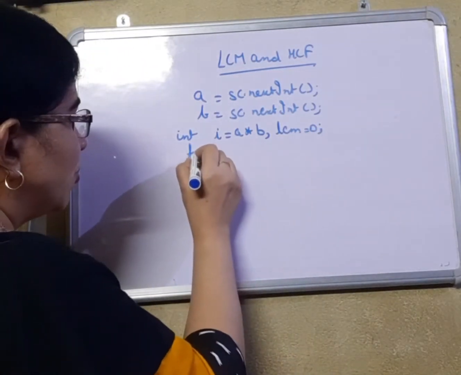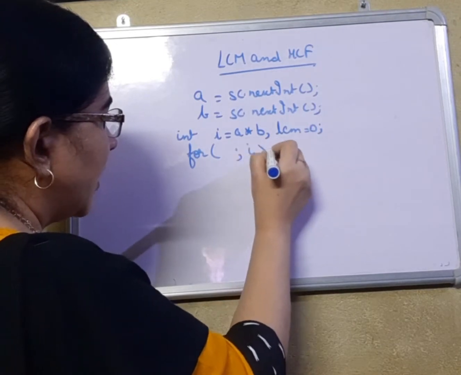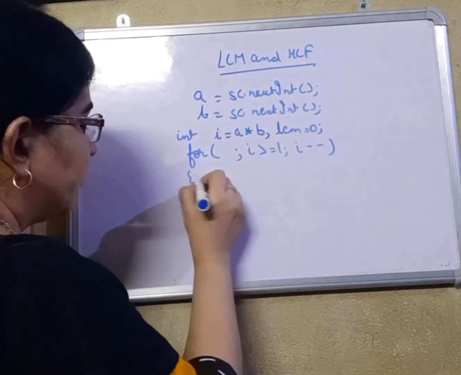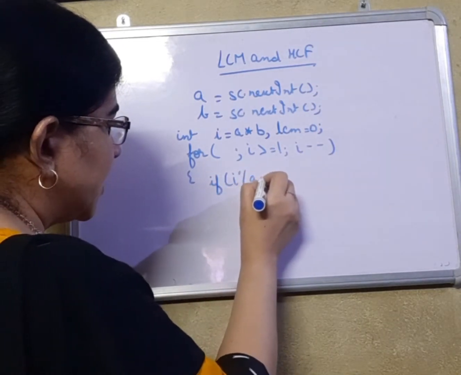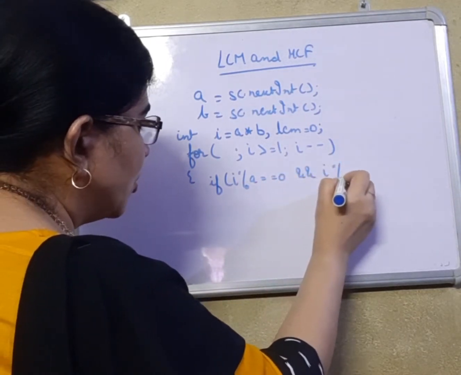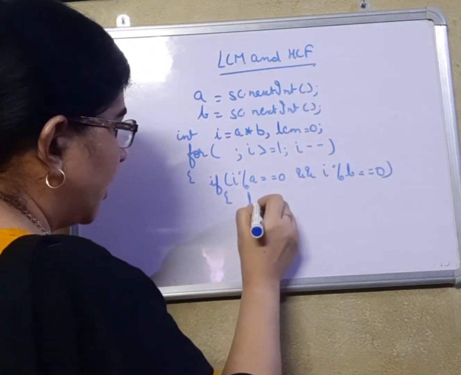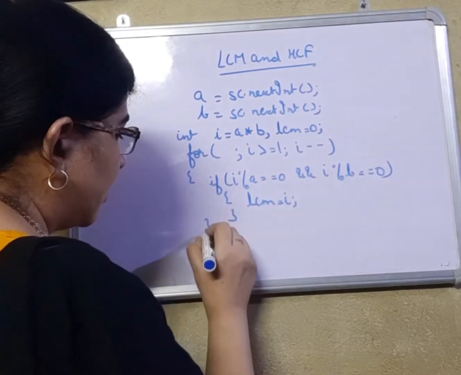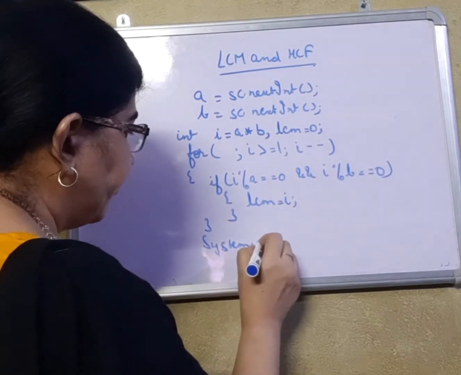And suppose we are using a for loop, we'll leave the initialization and say I greater than equal to 1, I minus minus. If I modulus A is equal to 0 and I modulus B is equal to 0, then LCM is I, and outside the loop we are going to print LCM.